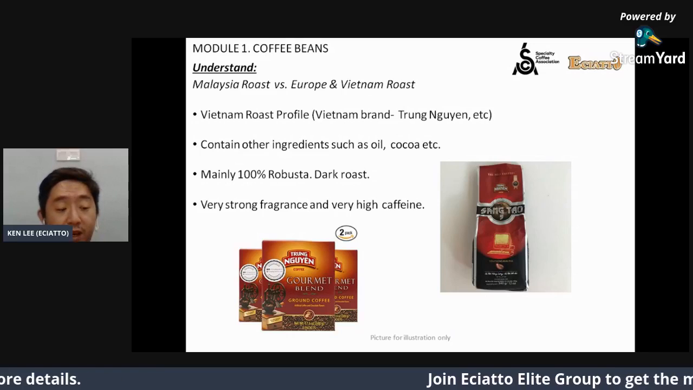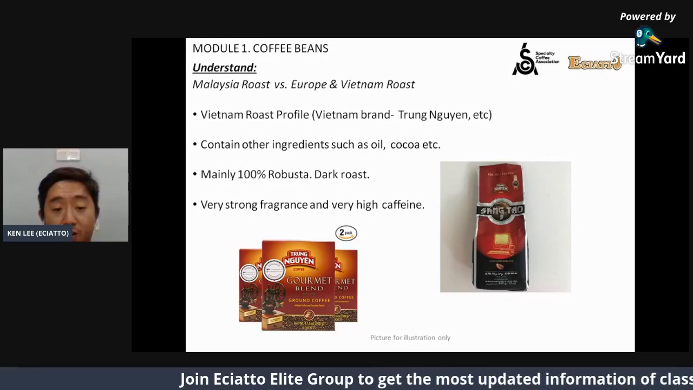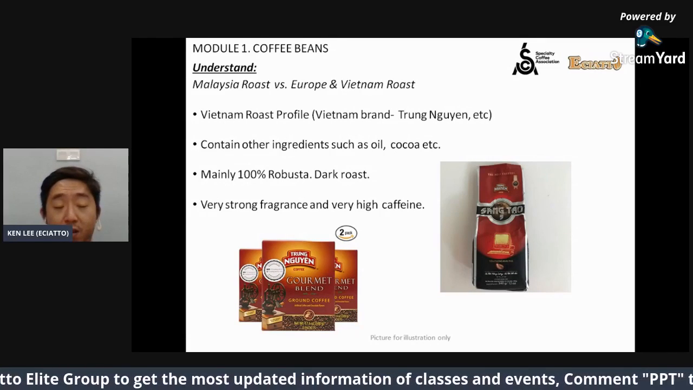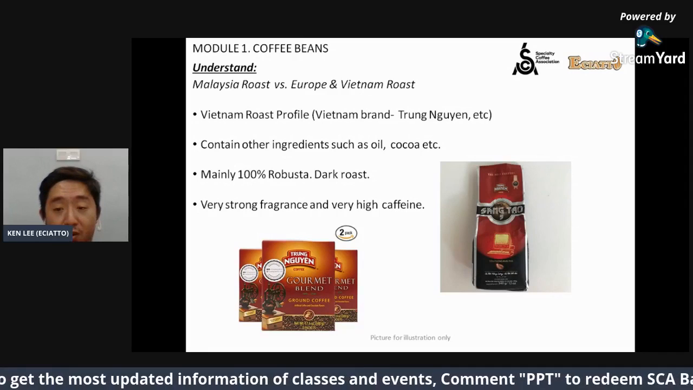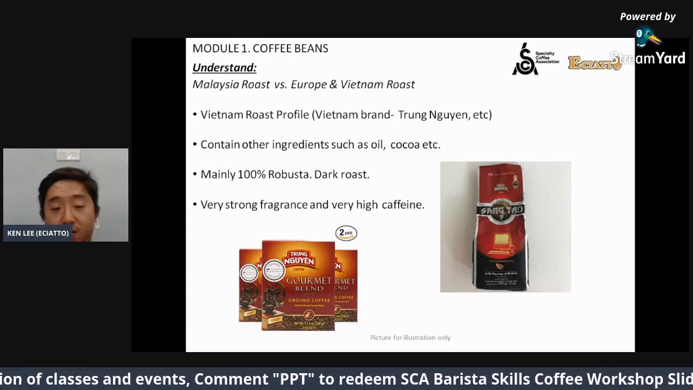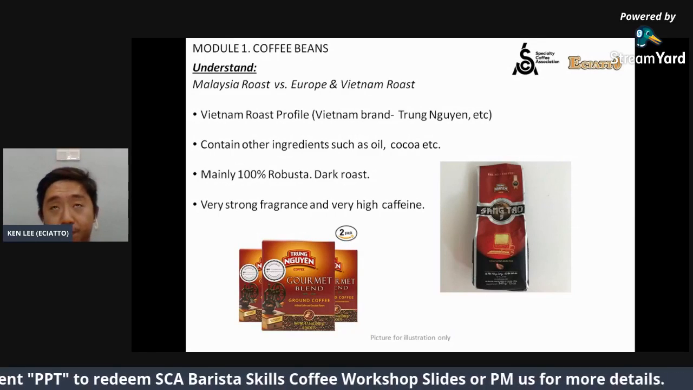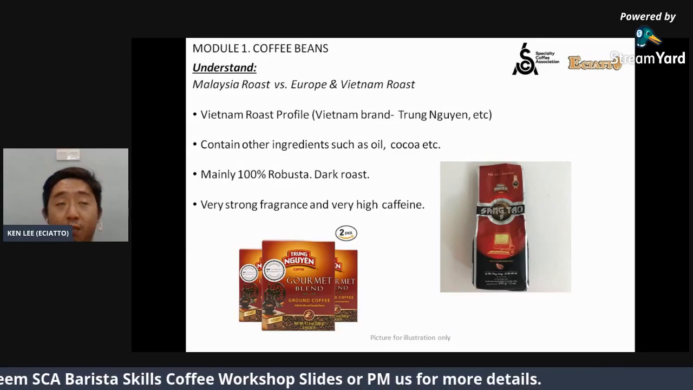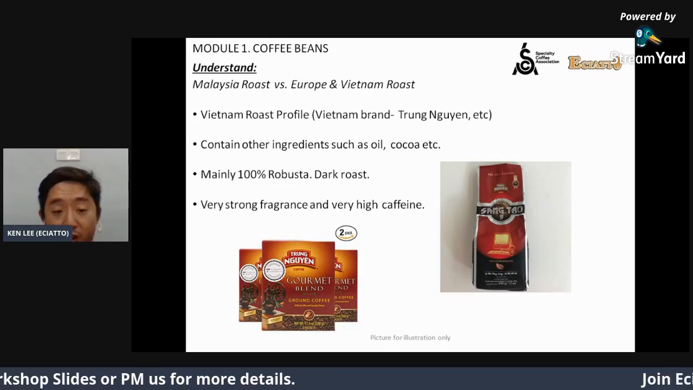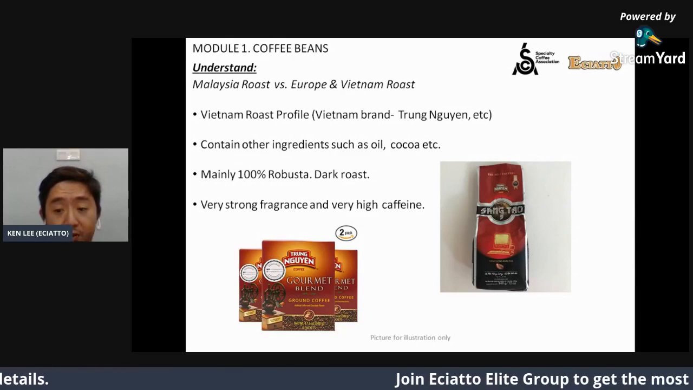So Vietnam coffee has a very strong fragrance as well, quite similar to local coffee. Both of them are very high in caffeine. So if you want something gao, something strong, you can try drinking local coffee or Vietnam coffee. If you are looking for more experience, or more profile in coffee beans, feel free to drink Italian roast coffee.